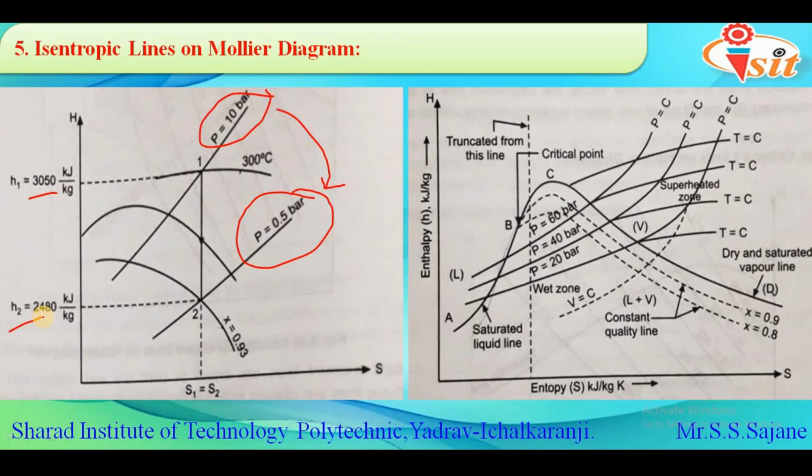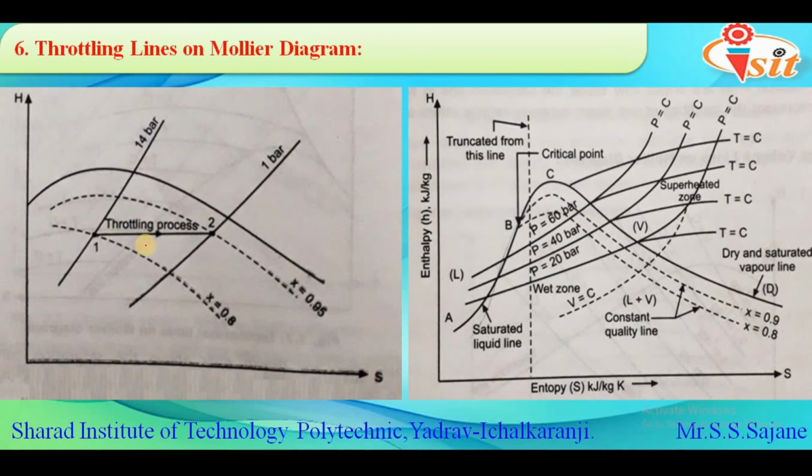Now just like the line parallel to the y-axis, which we call the isentropic process represented by the isentropic line, similarly if we plot another line which is parallel to the x-axis, it is called a throttling line. During the throttling process there is no change in enthalpy, and thus the throttling process is shown by this horizontal line on the Mollier chart.